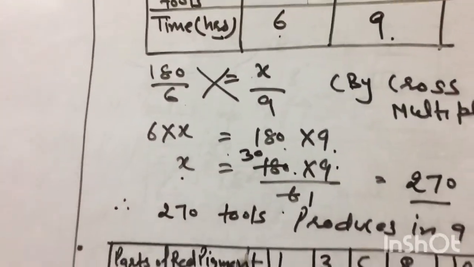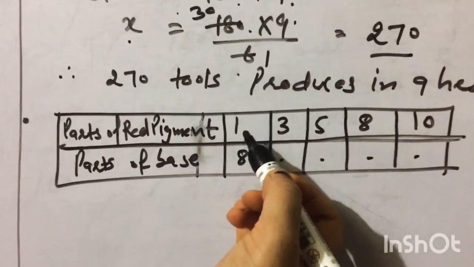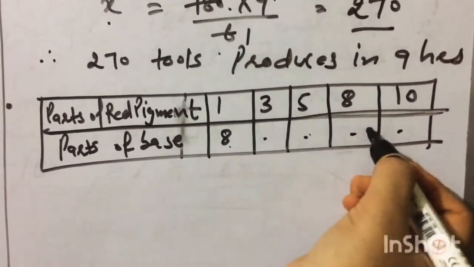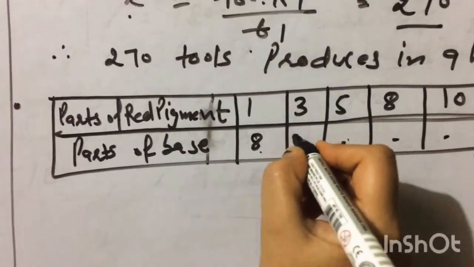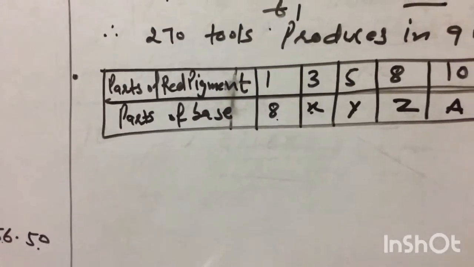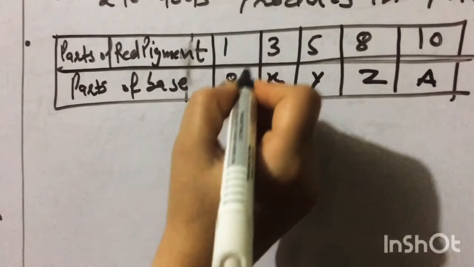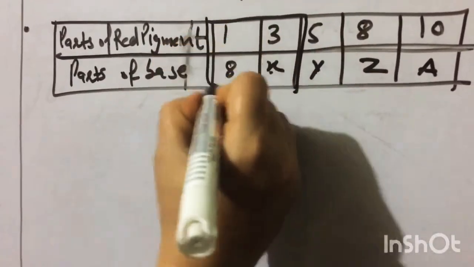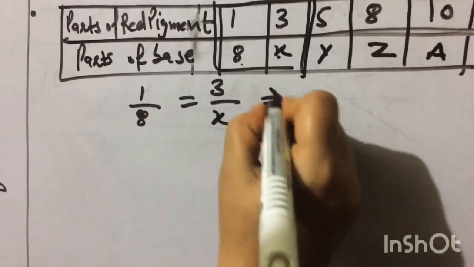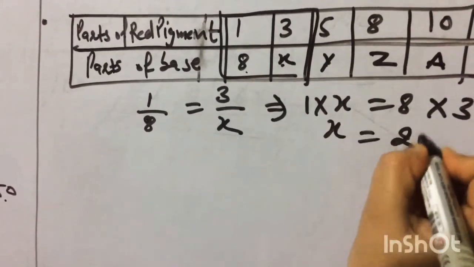Next question: parts of red pigment and parts of base. Parts of red pigment are given as 1, 3, 5, 8, 10 and parts of base is given as 8, and these are fill-ups. We have to find the values. Let them be X, Y, Z, A. We have to find the values of X, Y, Z, A by direct variation. Now I am taking these two: 1 by 8 equals 3 by X. By cross multiply we get 1 into X equals 8 into 3. So X equals 24.